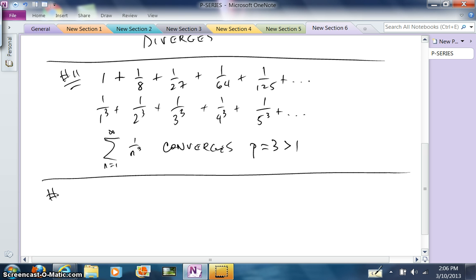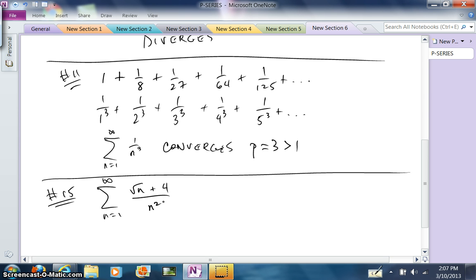Move on to number 15. Now we should have confidence that any p-series that we get, we can say whether it converges or diverges.